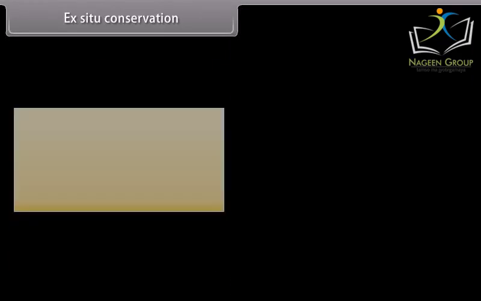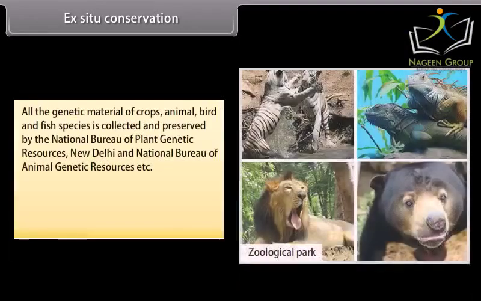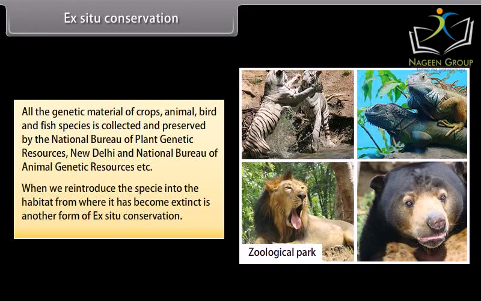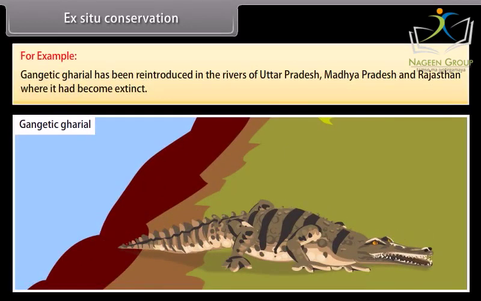Ex-situ conservation. Ex-situ conservation of plants and animals involves protecting them away from their natural habitat. For example, zoological parks and botanical gardens. All the genetic material of crops, animal, bird and fish species is collected and preserved by the National Bureau of Plant Genetic Resources, New Delhi, and the National Bureau of Animal Genetic Resources, etc. Reintroducing a species into the habitat from where it has become extinct is another form of ex-situ conservation. For example, the Gangetic Gharial has been reintroduced in the rivers of Uttar Pradesh, Madhya Pradesh and Rajasthan where it had become extinct.